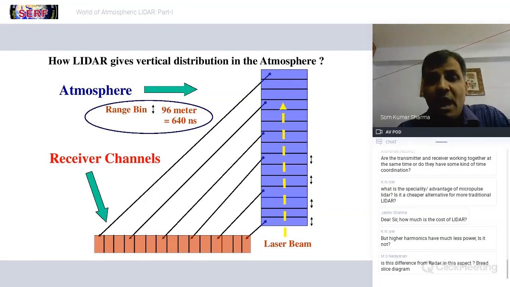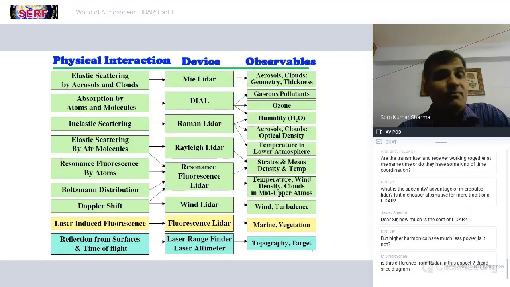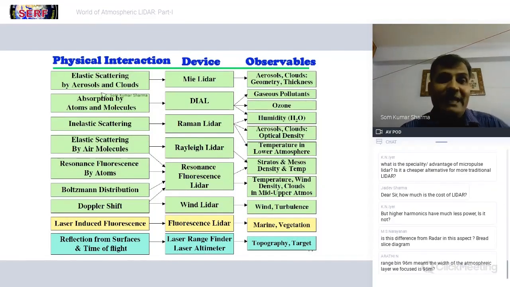Now, almost I have come to the end of today's talk, and again I will say that this is a beautiful tool and technique, and this is the technique to have the vertical distribution of different atmospheric processes, constituents, and all these by using the pulse lasers which are being used in the LIDAR. So this slide again I will show you tomorrow. Here that tells which LIDAR is known as what. So this is basically physical interaction, device, and observable.